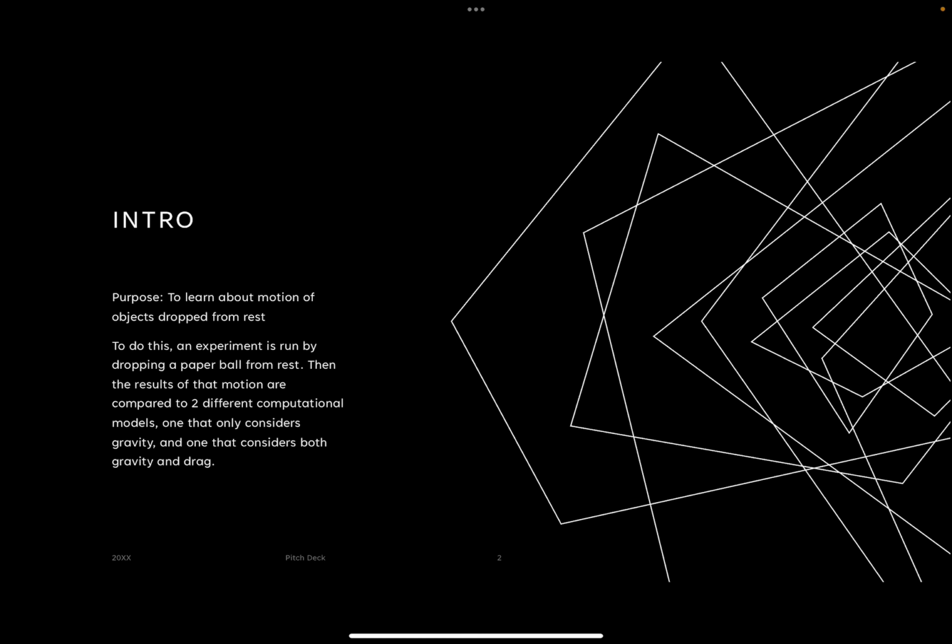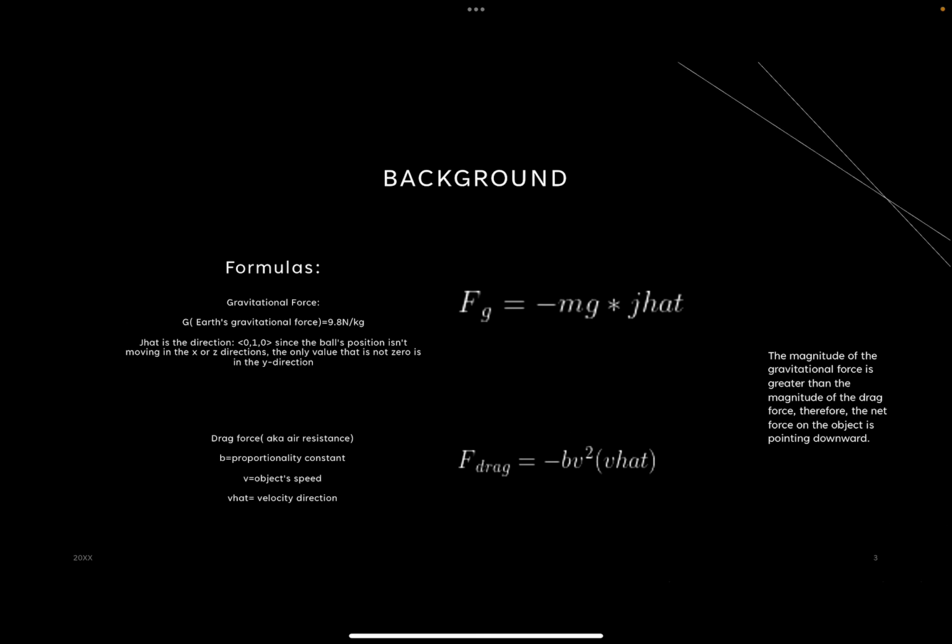Mass at Georgia Tech. To introduce the lab, the purpose is to learn about the motion of objects dropped from rest. To do this, an experiment is run by dropping a paper ball from rest. Then the results of that motion are compared to two different computational models, one that only considers gravity and one that considers both gravity and drag.